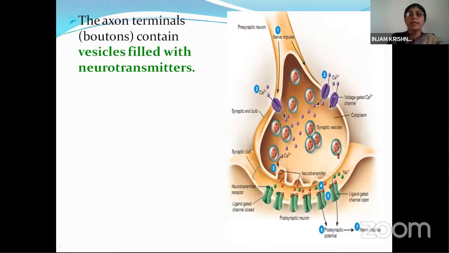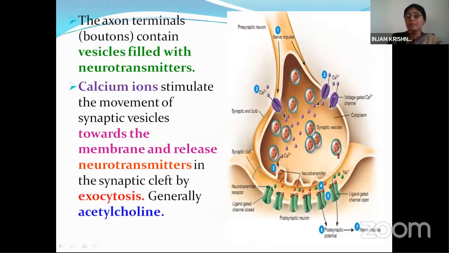So what is the function? What is the process that occurred here? See, the axon terminal contains vesicles filled with neurotransmitters. These are the synaptic vesicles, filled with neurotransmitters. Actually, the neurotransmitters are synthesized by the mitochondria. Mitochondria are also present here, and these mitochondria synthesize the neurotransmitters and release energy to do the function.